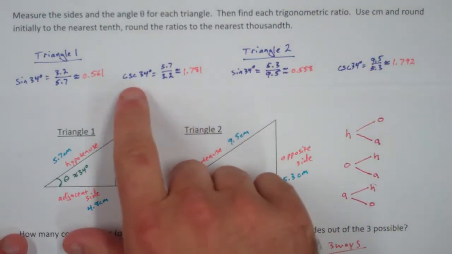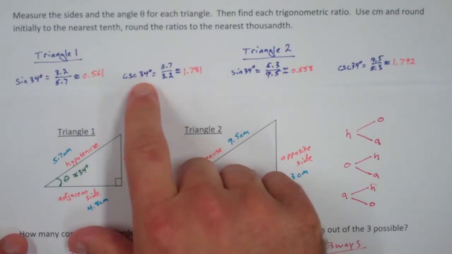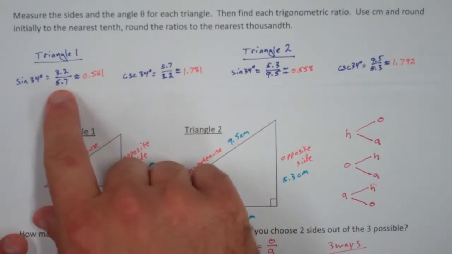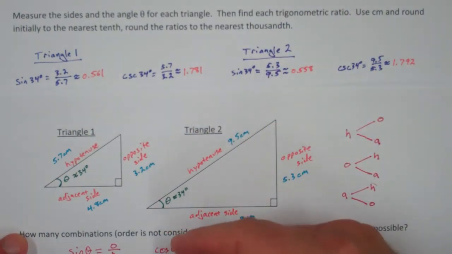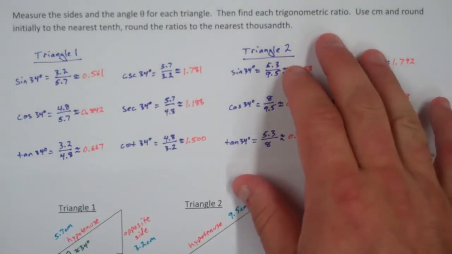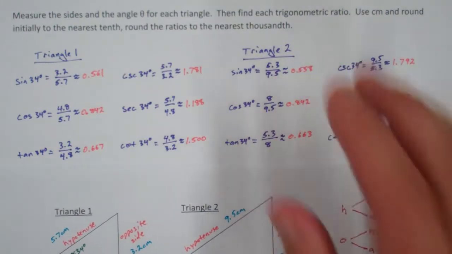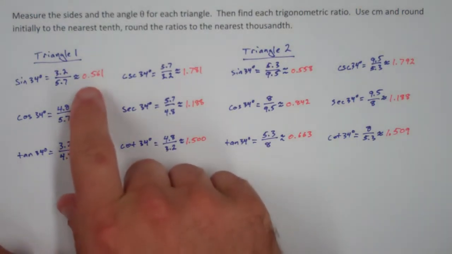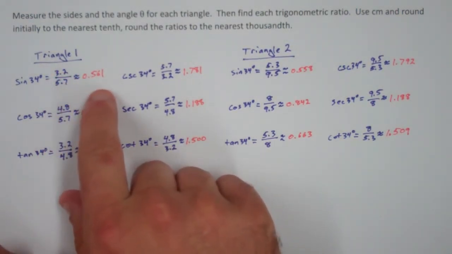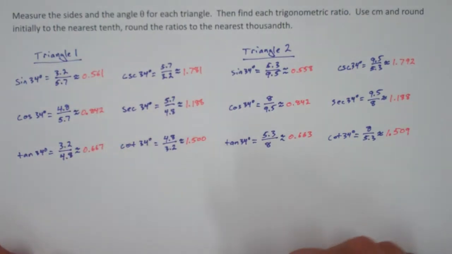All of the other trigonometric functions are set up in the same fashion. So we've got the cosecant of 34 degrees. That's just the reciprocal of the sine. The sine is opposite over hypotenuse. The cosecant is hypotenuse over opposite. All the rest of the functions are set up just like that. And then also what I've done is I've typed all these into my calculator, and I found the decimal approximation of the fraction here, and that's rounded to the nearest thousandth.